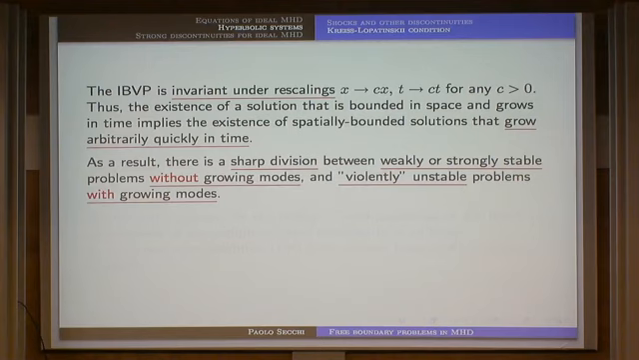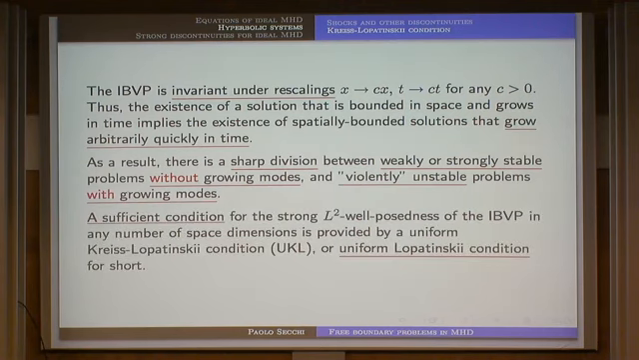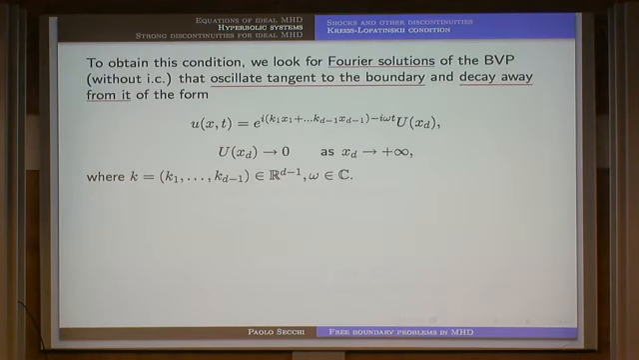So the result of this property is that there is a sharp division between weakly or strongly stable problems without growing modes in time, and violently unstable problems with growing modes. Now I show you. A sufficient condition for the strong L2 well-posedness of the initial boundary value problem is provided by the so-called uniform Kreiss-Lopatinsky condition, UKL, or uniform Lopatinsky condition for short. Now I explain a little bit.